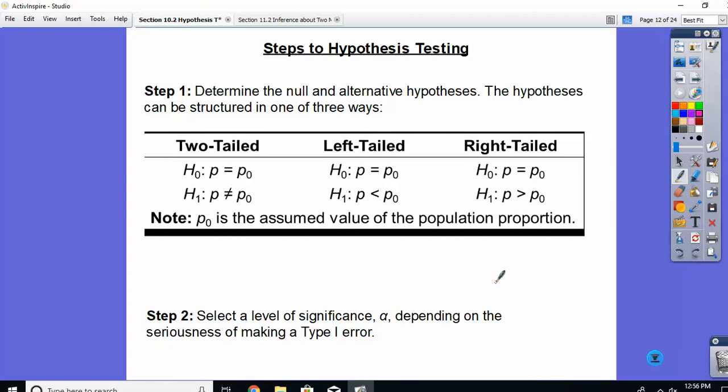So our first step is always the null and alternative hypotheses. Same 3 options that we talked about yesterday. The null is always equal. Alternative can be not equal, greater than, or less than. Step 2, we'll have to have an alpha. Most always for now, it will be given to you in the problem. And basically, the more serious it would be to make a type 1 error, which type 1 is what? Rejecting when I shouldn't. So the more serious it would be if I rejected when I shouldn't, the smaller that alpha will be. If it's less serious, we can use a bigger alpha.